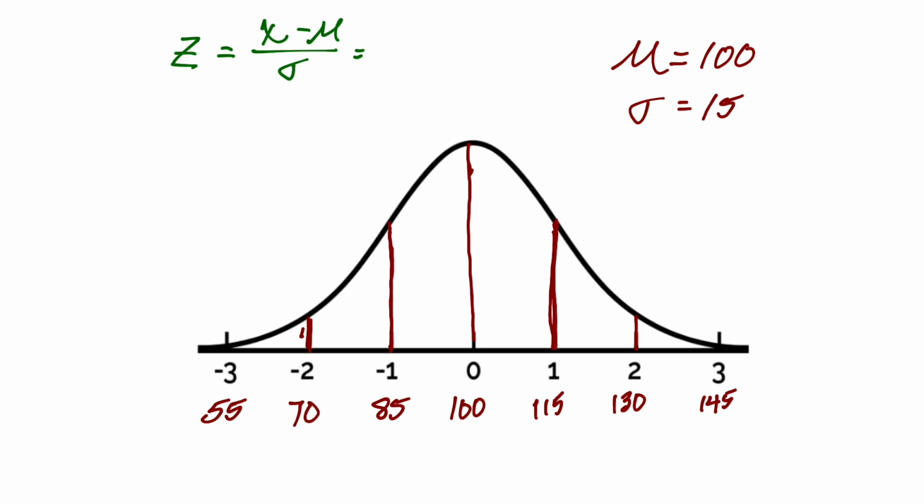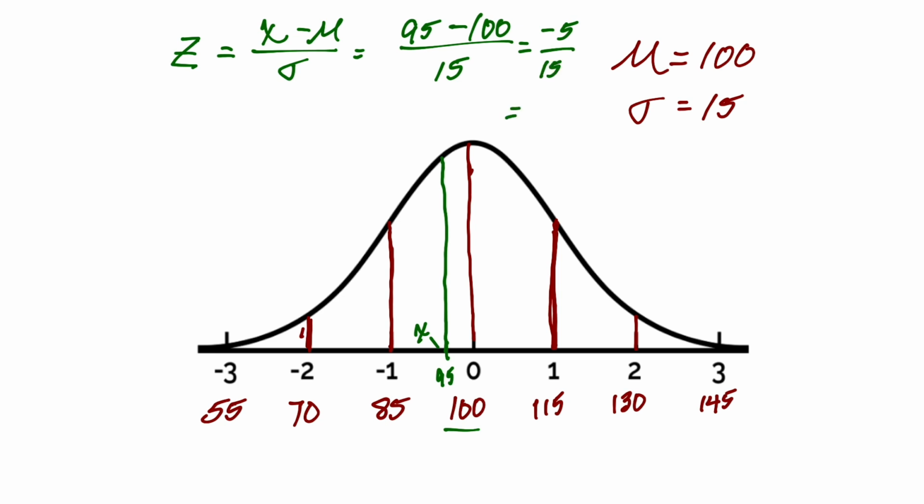This time let's consider an individual with an IQ score of, say, 95. So we can tell that is to the left of the mean. Here's how the z-score would work. My x would be my 95. The mean is still 100, and then I divide by the standard deviation of 15. So in the numerator, minus 5, denominator, 15. So this ends up being a negative 0.33. This negative sign on the z-score indicates that this particular value is to the left of the mean.